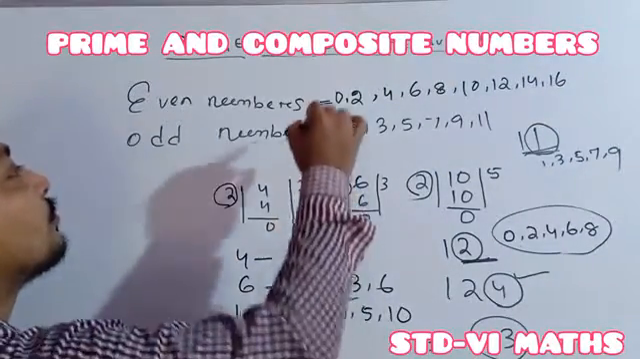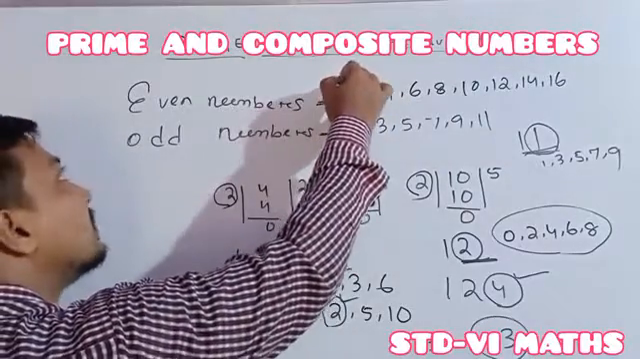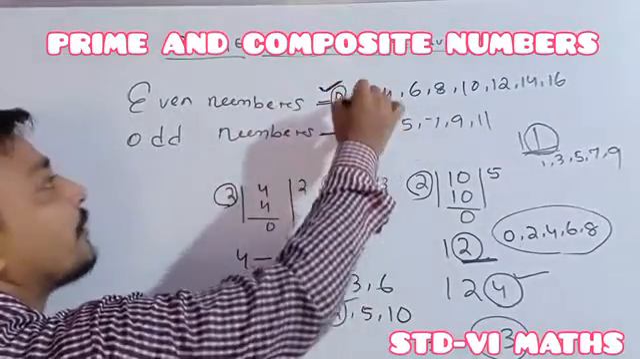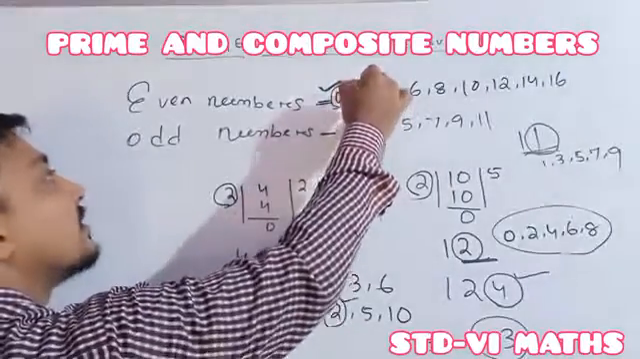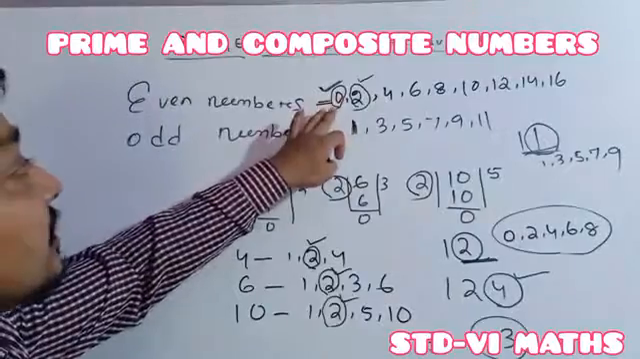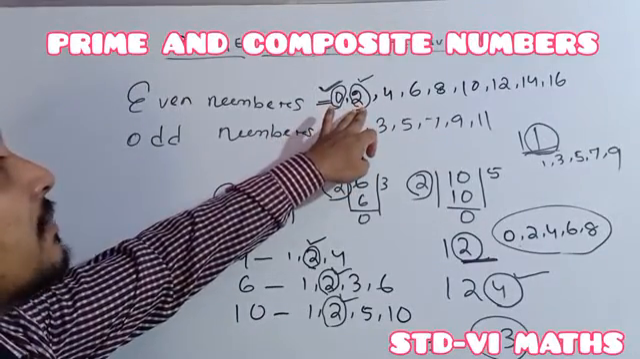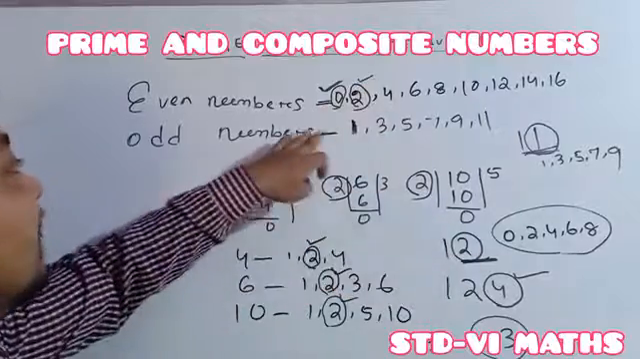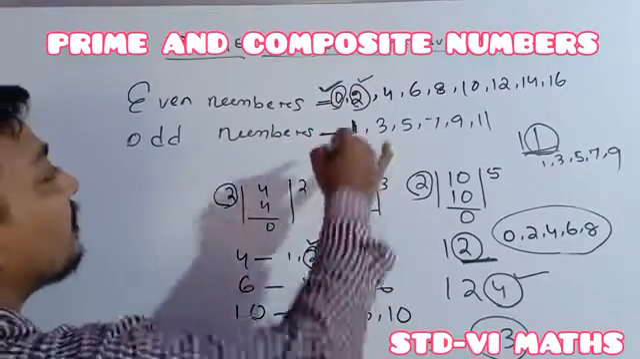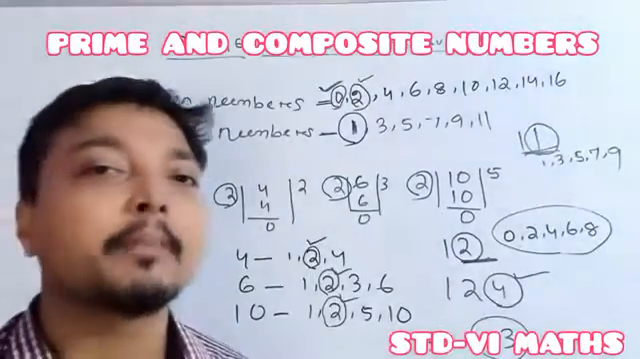Listen, whenever we discuss whole numbers, in the whole numbers 0 is the first even number. Whenever we discuss natural numbers, in the natural numbers 2 is the first even number. 0 is the first even number in the whole number discussion, and 2 is the first even number in the natural number discussion, and in odd numbers, the first odd number is our 1. It may be natural numbers, otherwise it may be our whole numbers.